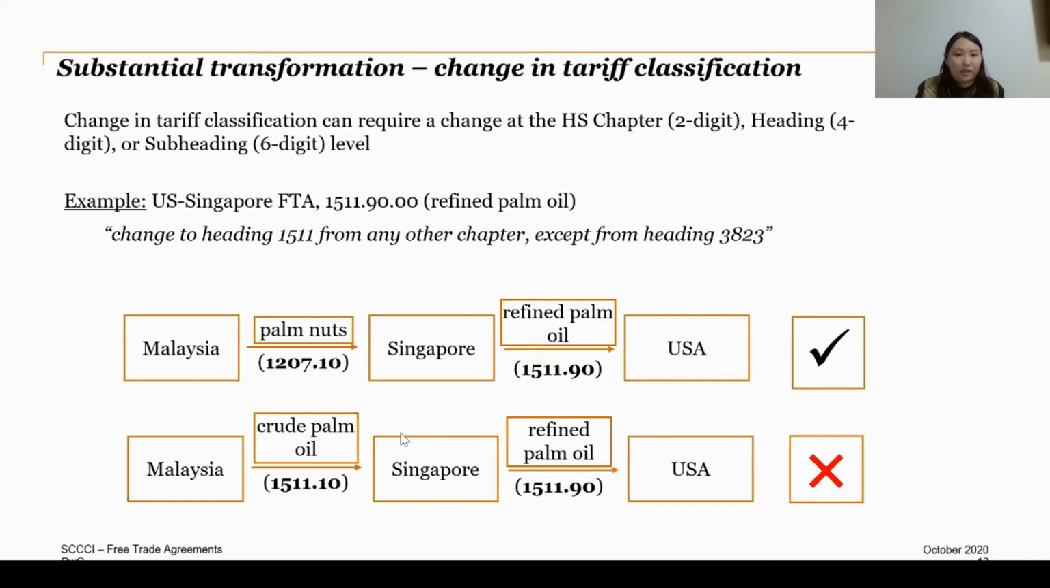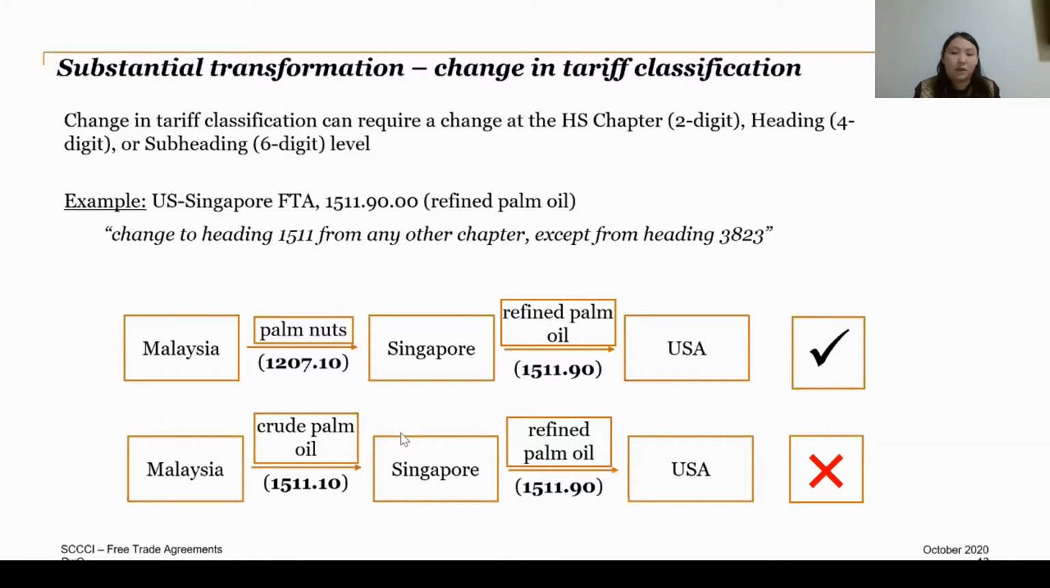So I have here an example of a change in tariff classification. This is a US-Singapore FTA. I pulled out the rule for refined palm oil. This is what I'm trying to export from Singapore to the US. I'm trying to export refined palm oil, which is classified in 1511.90. And then you can see that I import palm nuts from Malaysia.